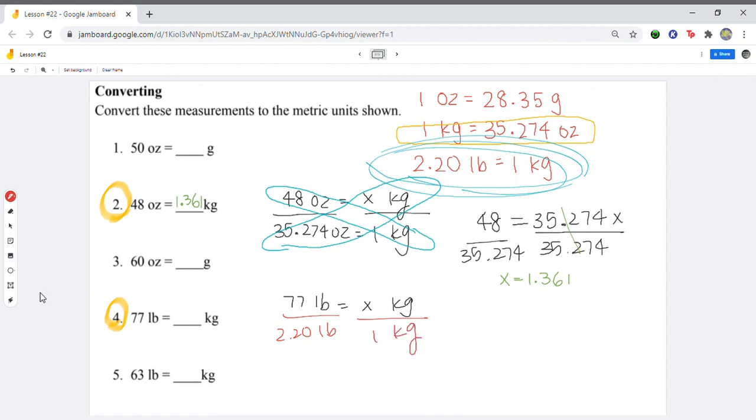Now, I'm just going to do cross multiplication like this and like this. First, this diagonal, what's 77 times 1? Well, that's pretty easy. It's just 77. Now, what's 2.20 times x? That's just 2.20x. Oops, sorry, I meant to put x instead of pounds over here. Now you're going to use your calculator to divide both sides by 2.20, trying to get the x isolated. So 77 divided by 2.20, you should end up with 35. So x equals 35, and you'll just write it over here. So 77 pounds is approximately 35 kilograms.